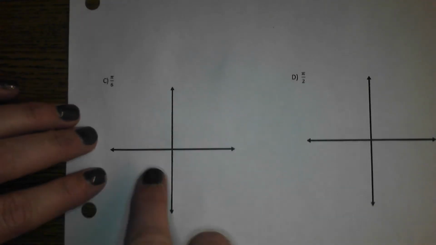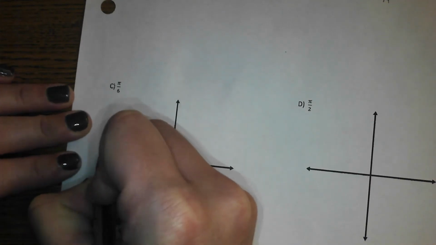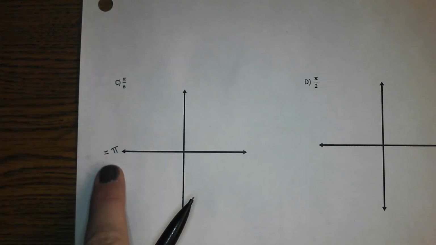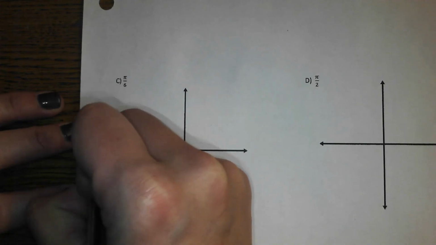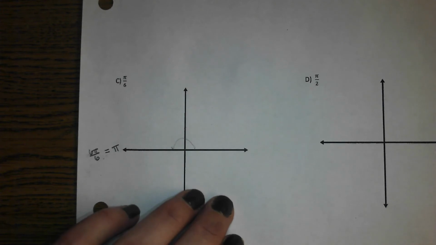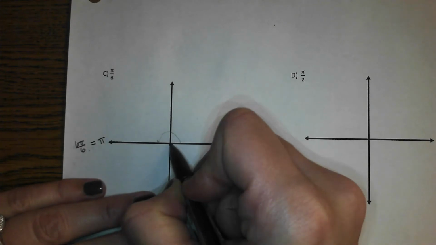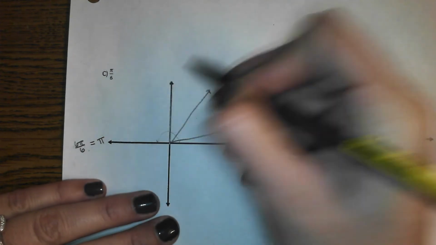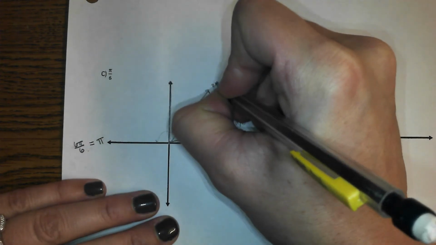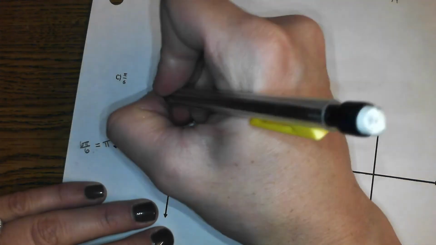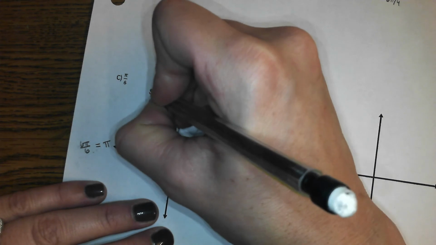So pi over 6, I'm splitting pi into 6 parts. So this pi, how should I label that, Vince? 6 pi over 6. So I'm going to split this half circle into 6 parts. 3 in the first quadrant, 3 in the second. So this will be 1 pi over 6, 2 pi over 6, 3 pi over 6, 4 pi over 6, 5 pi over 6, and 6 pi over 6.